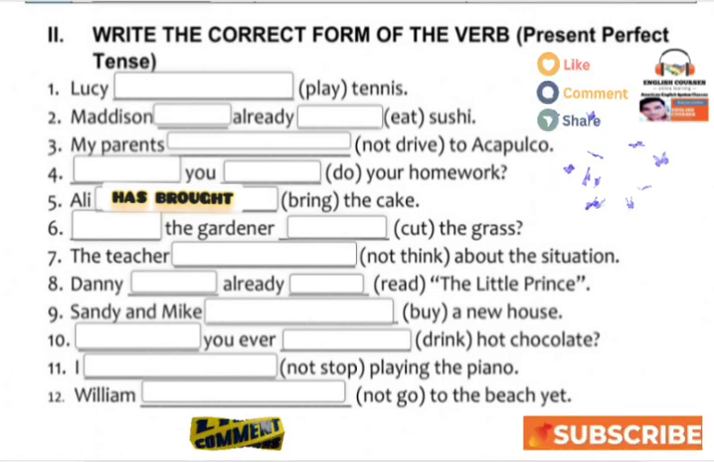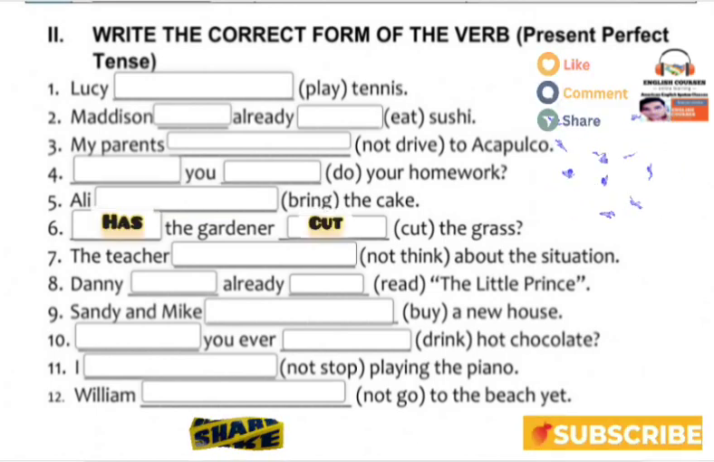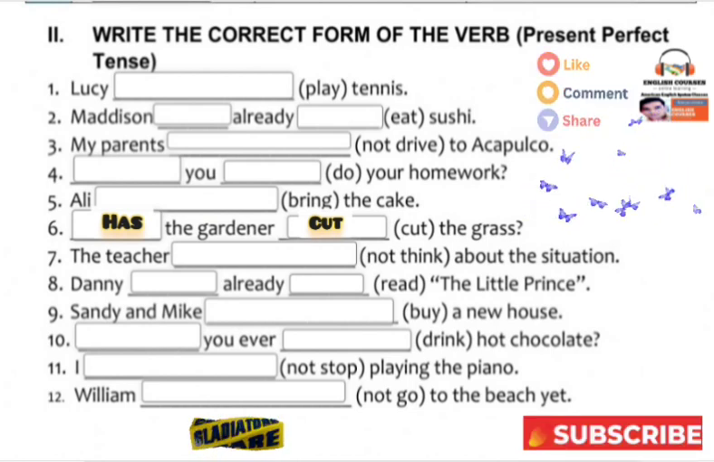In question number 6, you can see the subject is still singular. Has will be there. Cut is the third form of cut. Has the gardener cut? Has the gardener cut the grass?